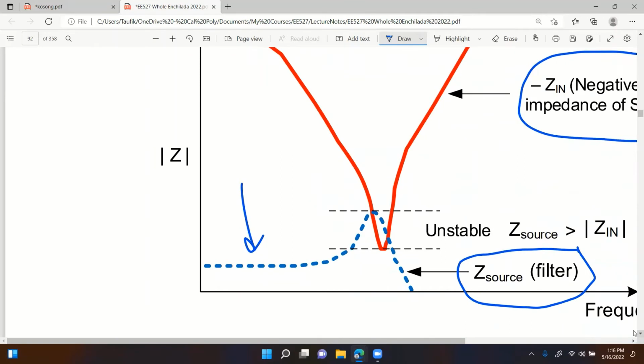If they happen to be overlapping like this, right? See what happens here between here and here? You can see that the ZS, which is the blue right here, that's ZS, right? ZS is larger than the red, larger than Z in. That's not good, right? That's not good. So now we have an unstable system, right? Because of this, you have a negative damping basically.